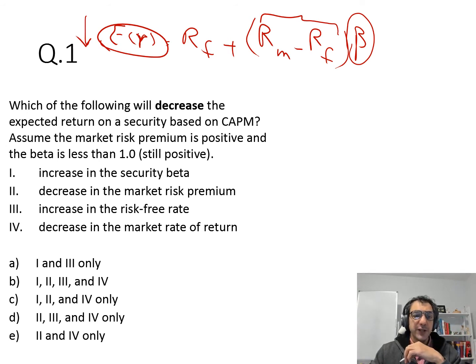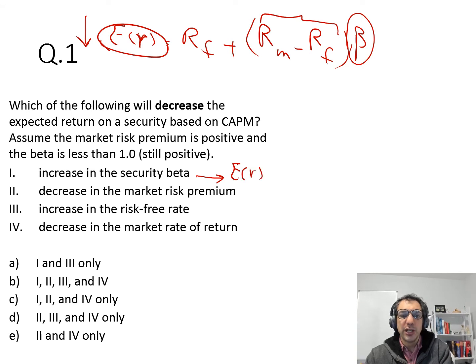Anyway, the first statement, increase the security beta. If the beta is going up, so any increase in the beta will increase your expected return. So if you are increasing the beta, you should expect that the expected return is going up.